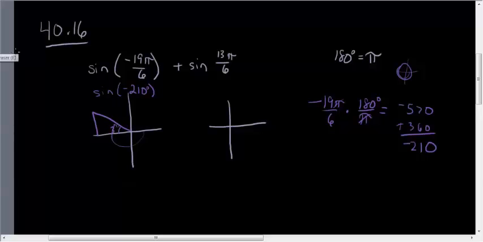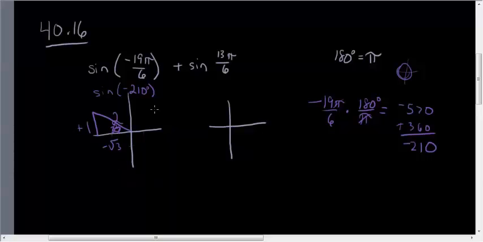Let me get rid of my marks here. That makes this angle in there 30. Well, if this is 30, opposite the 30 is the 1, the hypotenuse is always 2, that makes the other one square root of 3. In this quadrant, x is negative, y is positive.